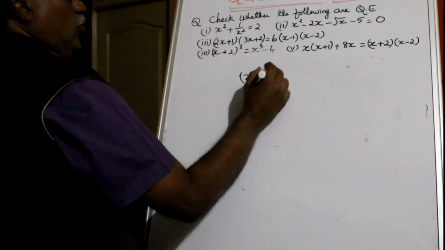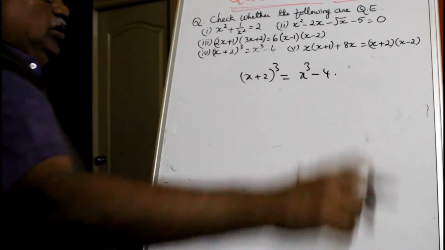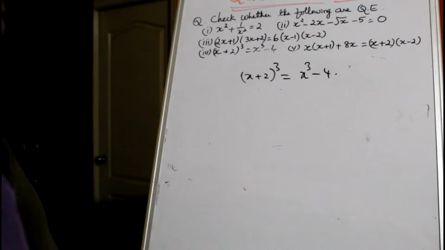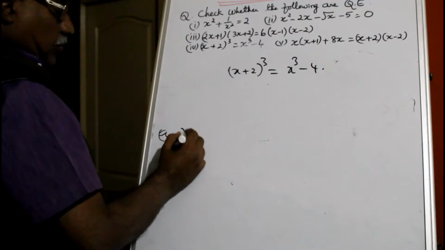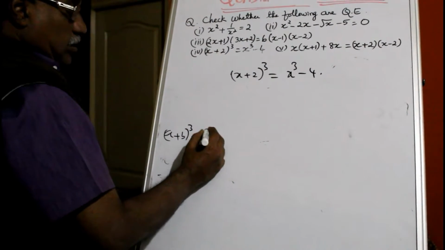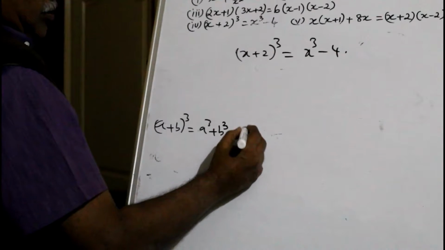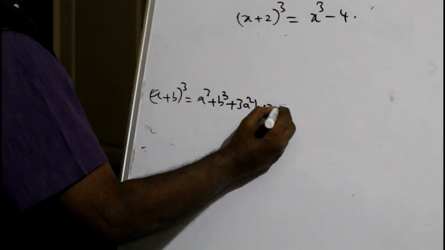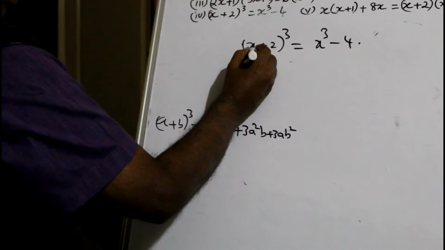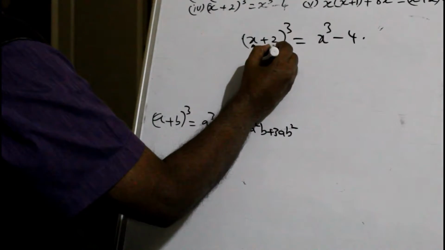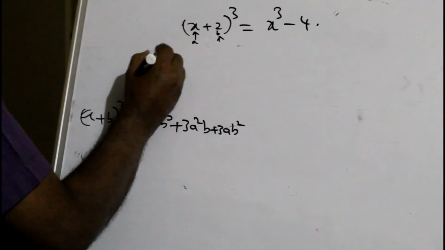x plus 2 the whole cube equal to x cube minus 4. Now we must check whether this is a quadratic. I write the formula for a plus b the whole cube. A plus b the whole cube is a cube plus b cube plus 3a square b plus 3ab square. So instead of a we have x, this is called a and this is called b. So expand it, you get like this.